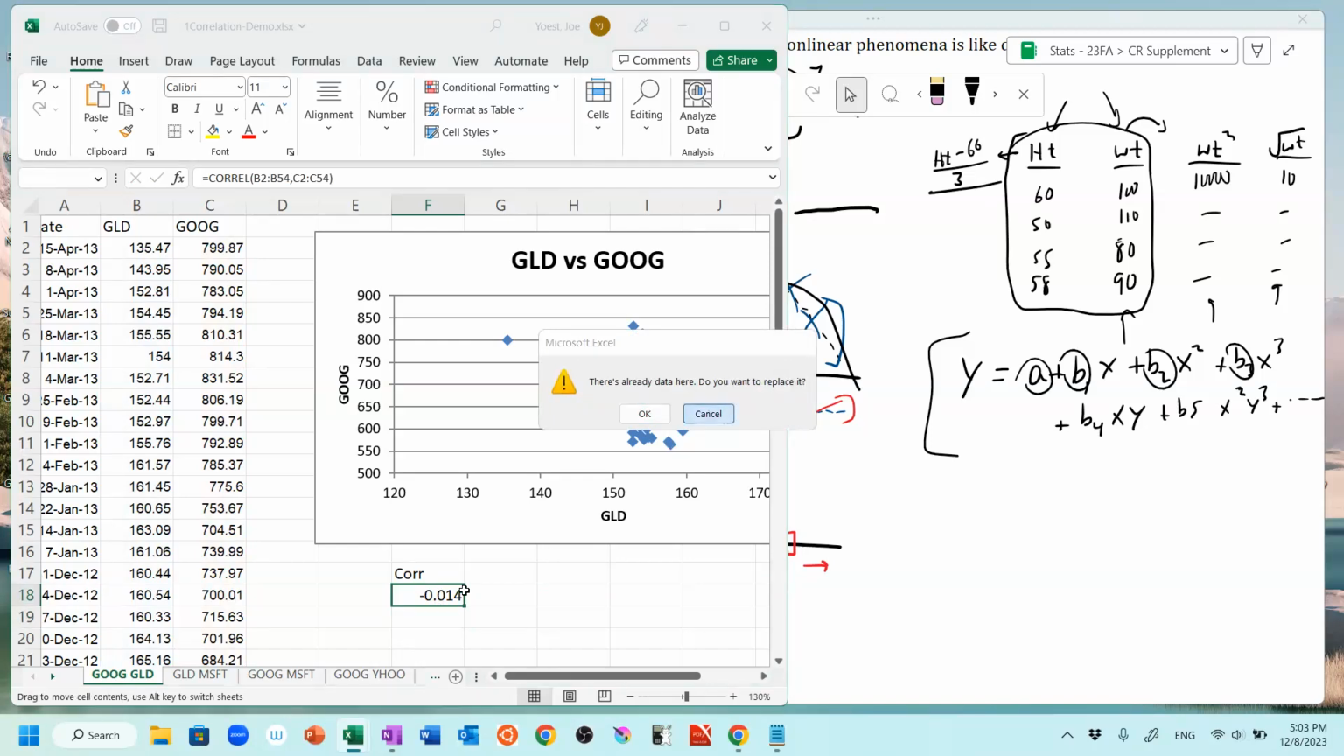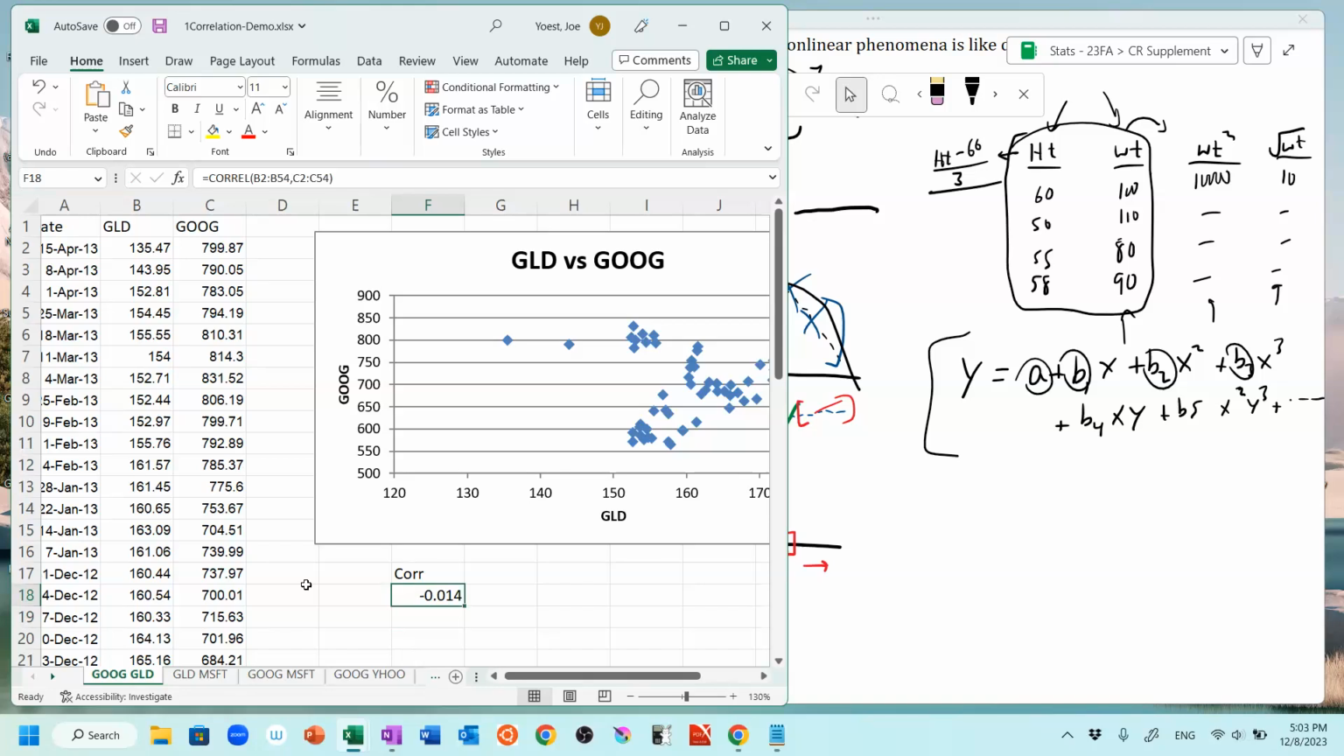Note that it doesn't matter which one you put first. If I put Google first and gold second, it would be the same calculation. So I see my correlation. It does have a negative sign, but note the magnitude, 0.01. That's about as close to 0 as you can get. This correlation near 0 in magnitude indicates a lack of a linear relationship between these two variables.